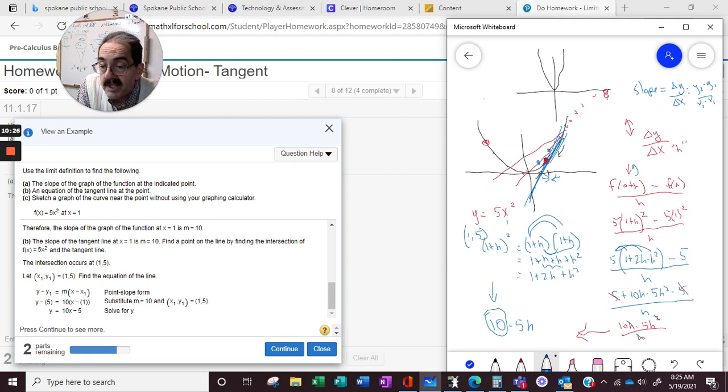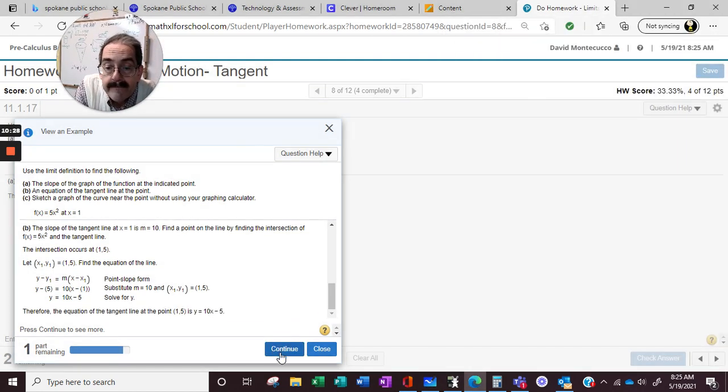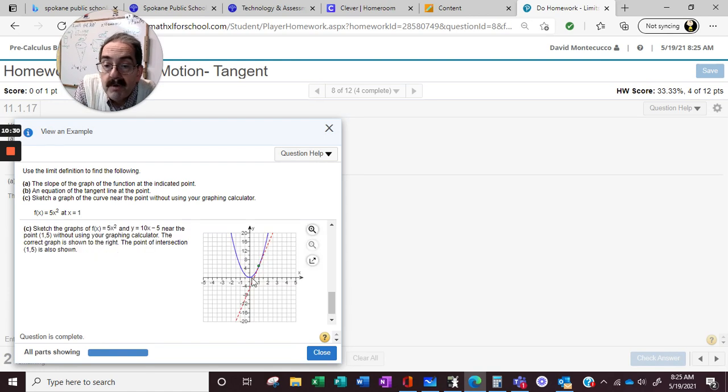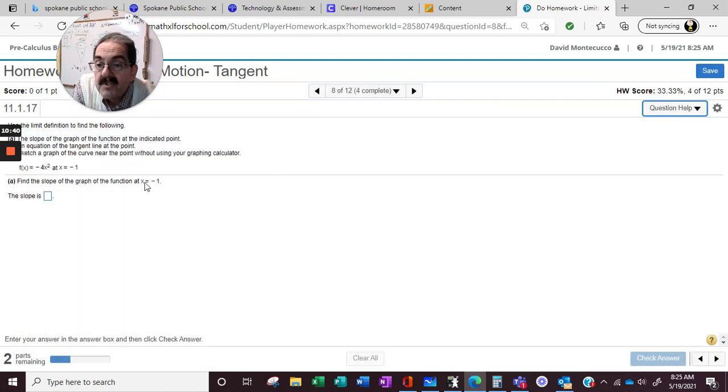So now we can use the equation of a line. You can see how long these problems take. And there it is. Boom. That instantaneous slope is 10, and that's the equation of the line. Alright, so let's try this one.